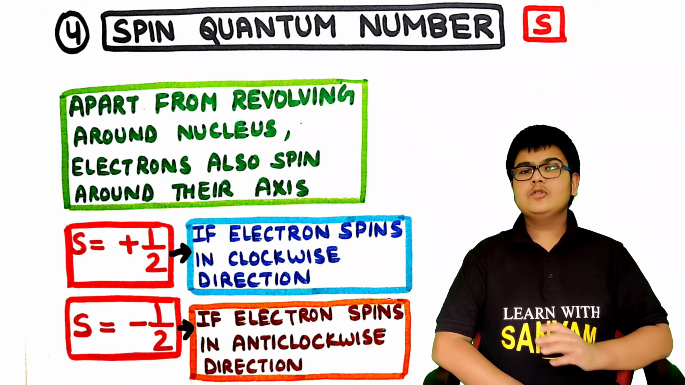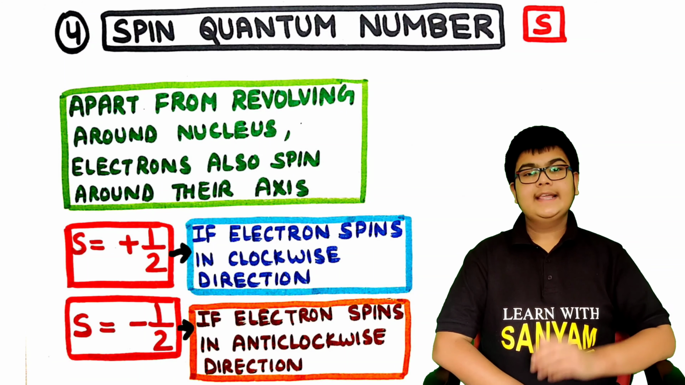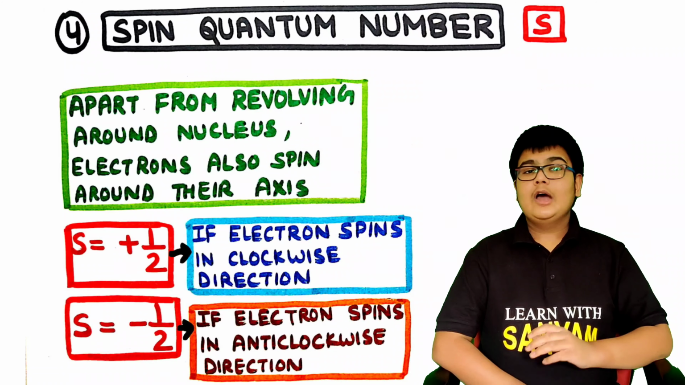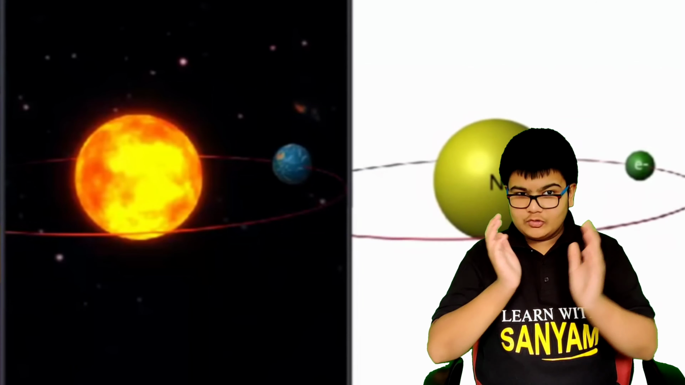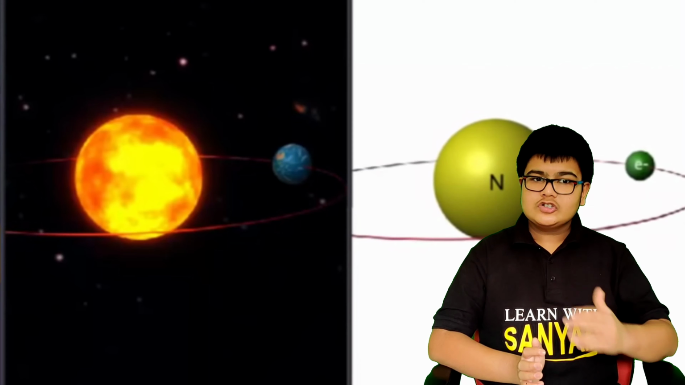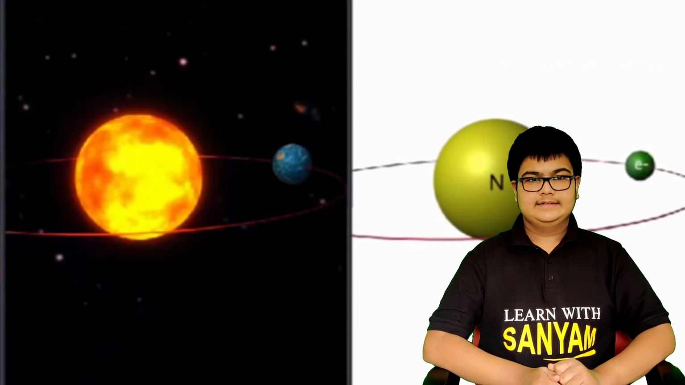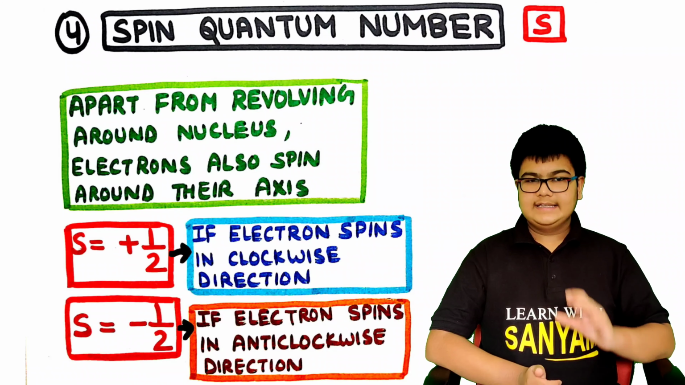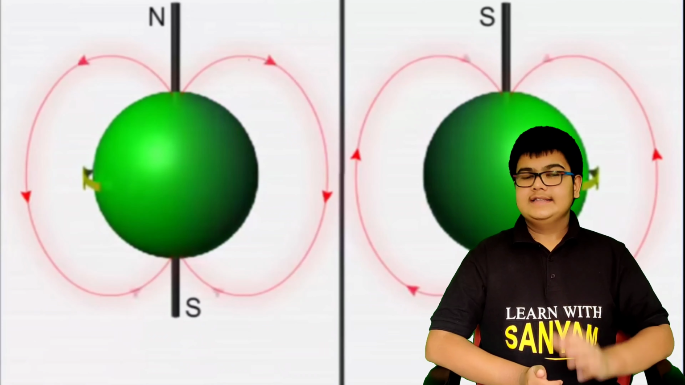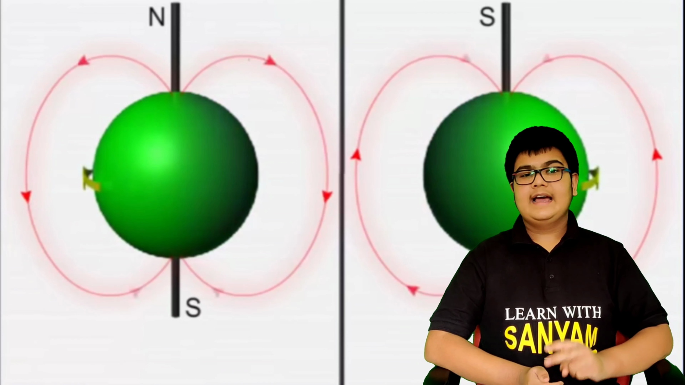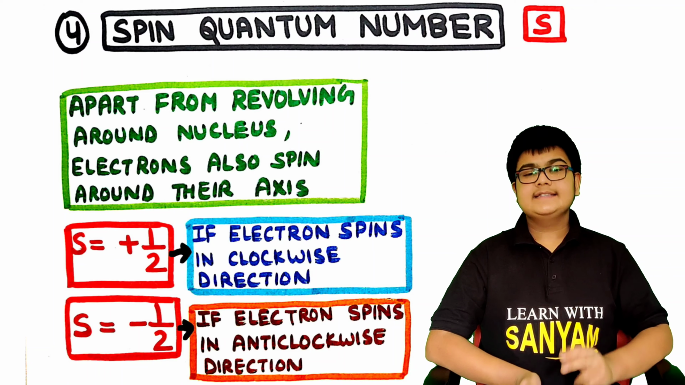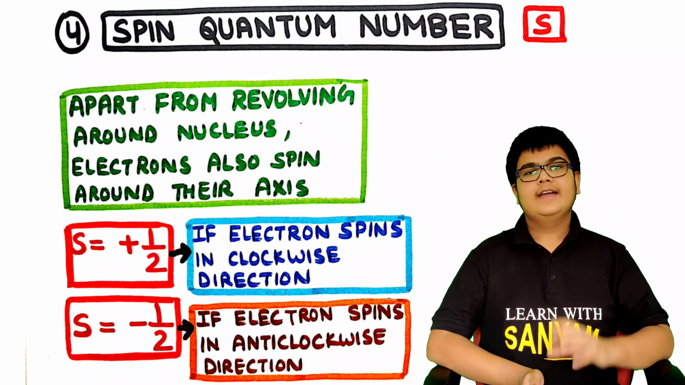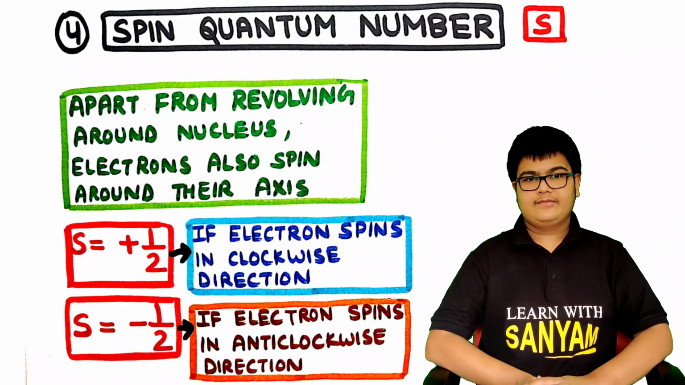Fourth, spin quantum number, denoted by S. Now, apart from revolving around the nucleus, the electrons also spin around their axis. So, this quantum number is called spin quantum number. It can have two values. That is, S is equal to plus half and S is equal to minus half.